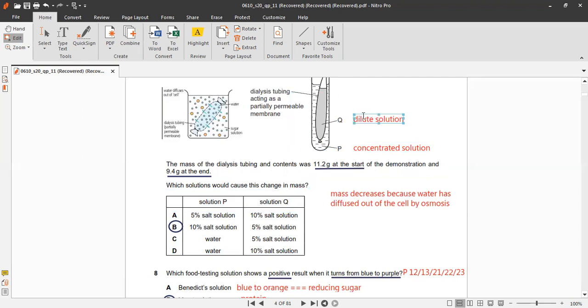Here, what happened? Water diffused out from Q to B by osmosis. So what happens to the contents? The mass decreases.